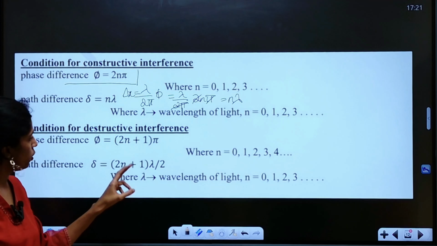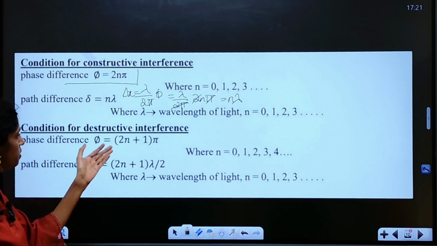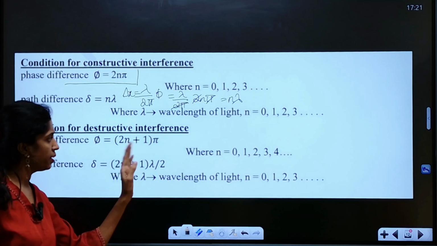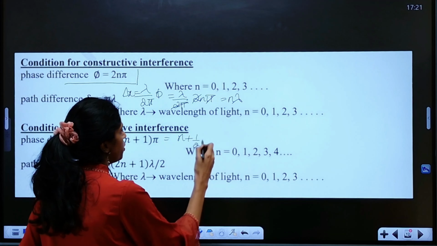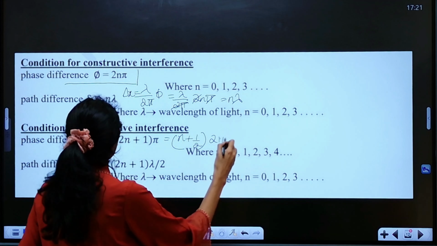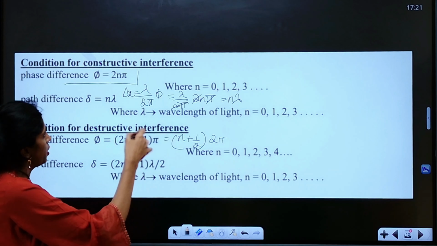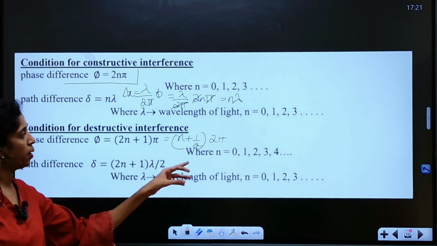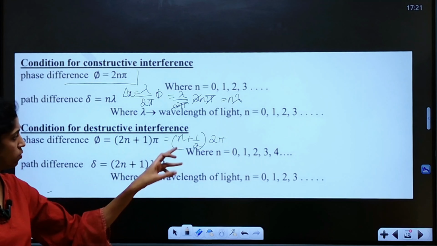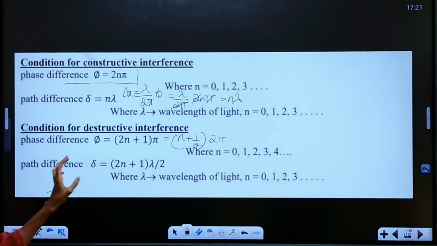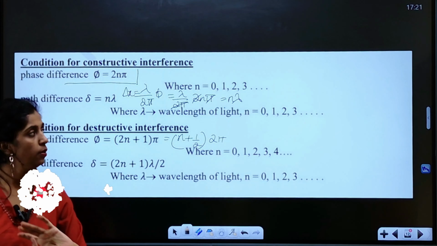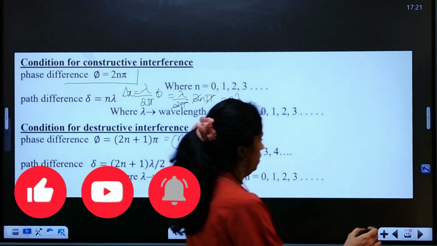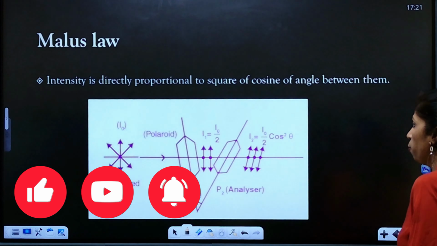Similarly here, the phase difference is 2n plus 1 times pi, or you can also say n plus 1 by 2 times 2 pi. Like how we have n times 2 pi, here we have n plus 1 by 2 times 2 pi. You can write it either way and get the phase difference formula. So remember this. These are the most important topics.